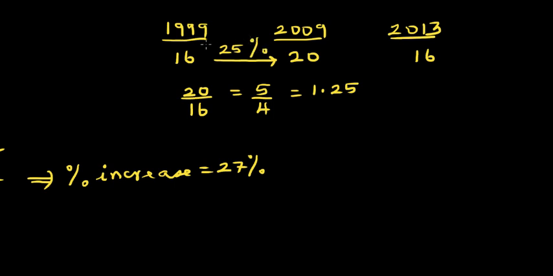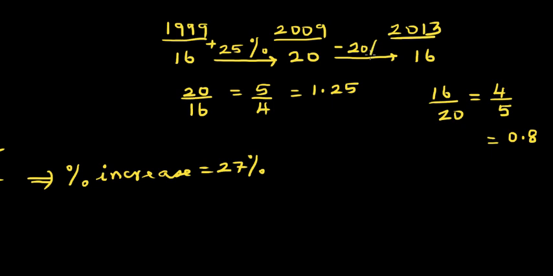I'll write plus for increase. Now from year to year, you go 16 divided by 20. This is a decrease, which is 4/5, which is 0.8. 0.8 means if it was 1, it's now 0.8. So the percentage decrease is 20%. So here one thing you see, the actual increase and decrease is the same, but the percentage change is different. Here it's 25% and here it's 20%.